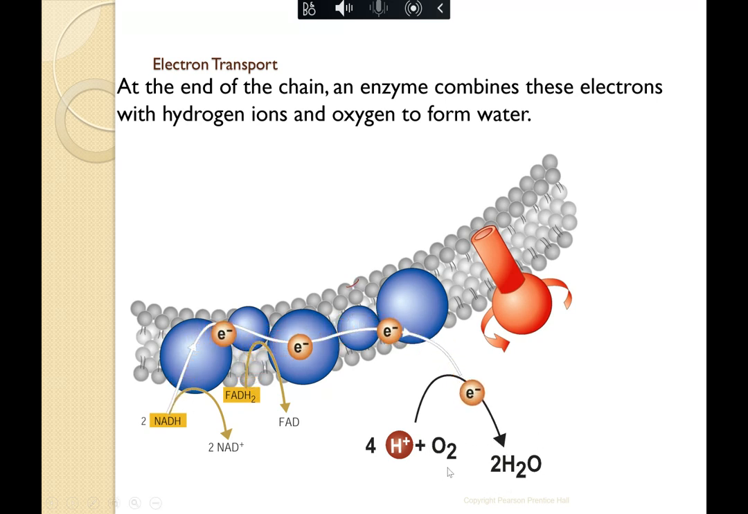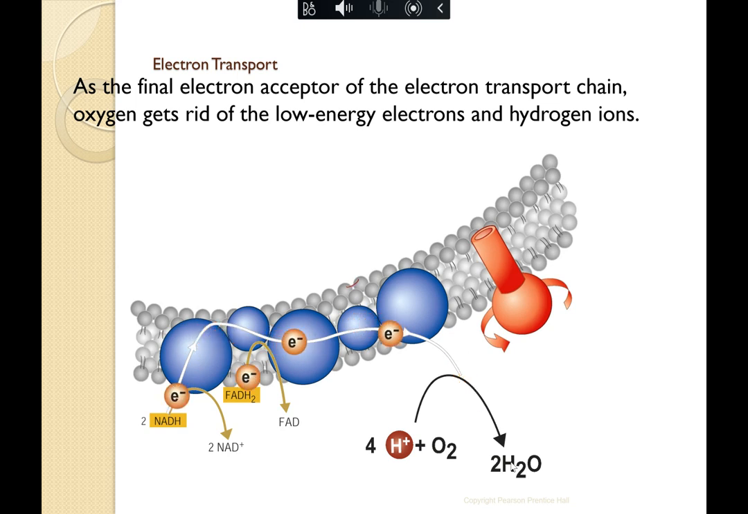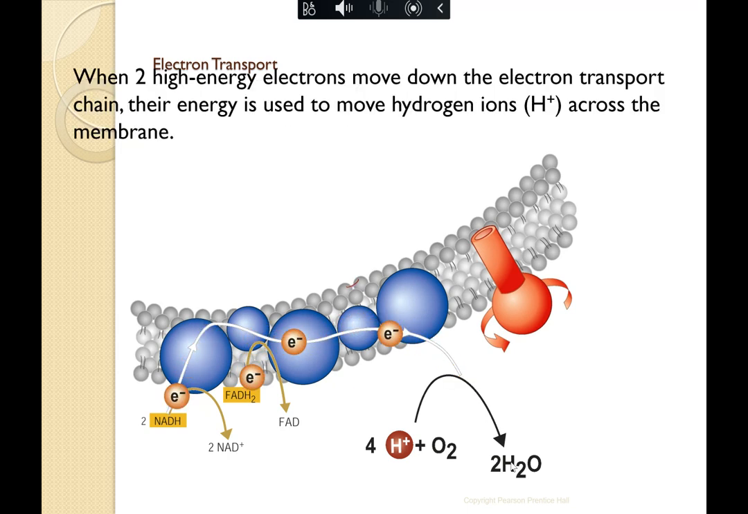This oxygen is a reactant of cellular respiration, and its whole job is to pick up these electrons once they're used up and help them to combine with hydrogen into water. It's called a final electron acceptor. Sometimes people will call it a terminal electron acceptor, and it gets rid of all those low energy electrons and hydrogen ions. So we're going to talk next about where those hydrogen ions come from.